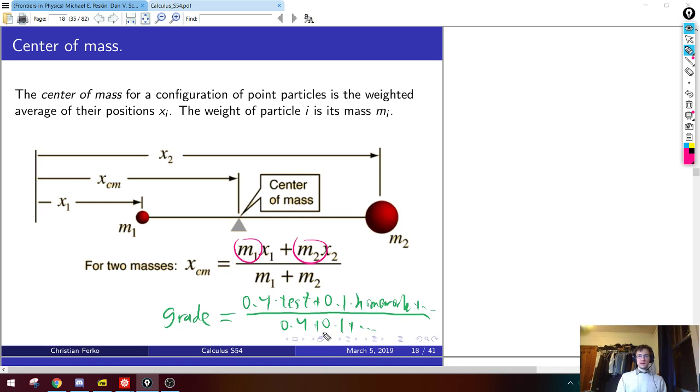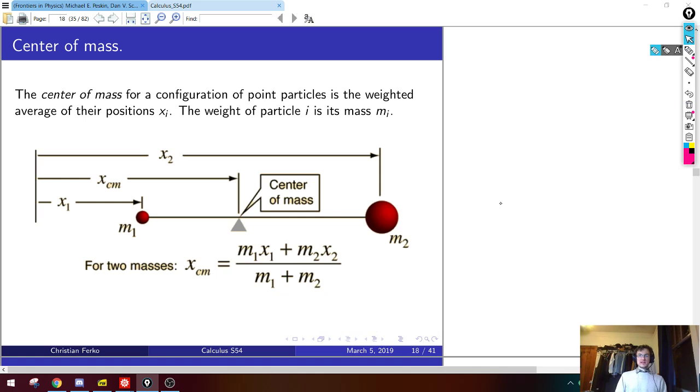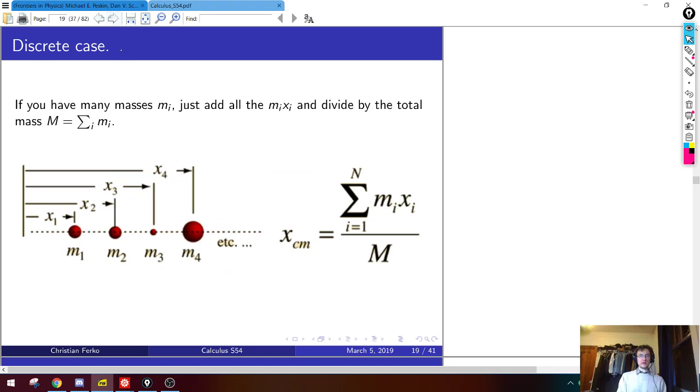Okay, good. So the center of mass is not going to be exactly in between these two particles. It's going to be closer to the larger mass. That's simple enough when you have just two particles, and hopefully it's intuitive how this generalizes when you have some collection of particles.